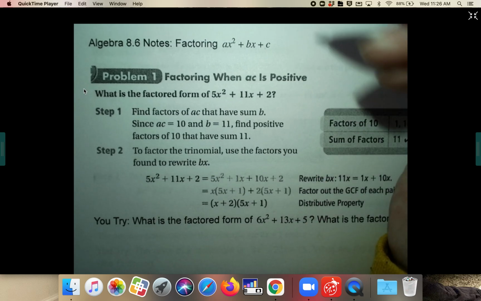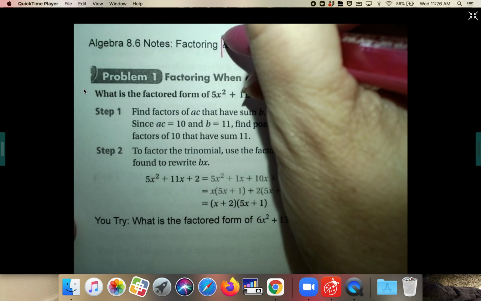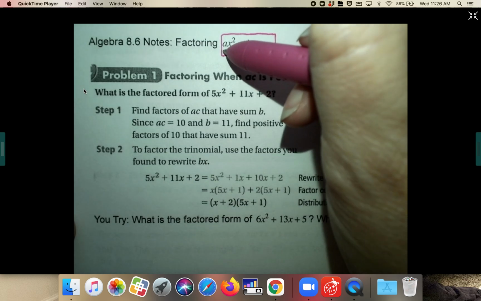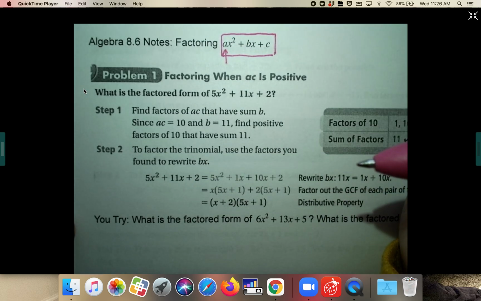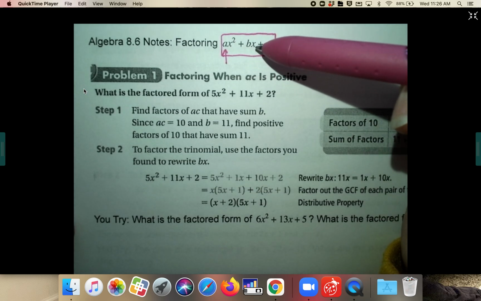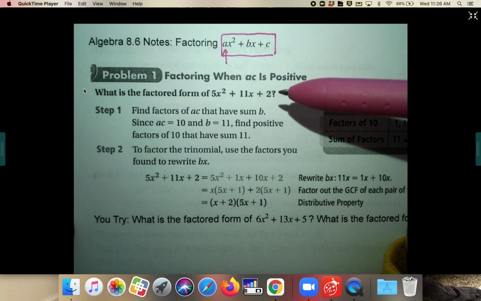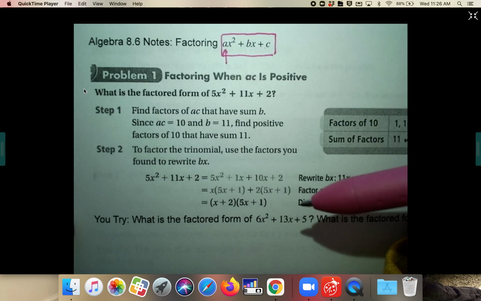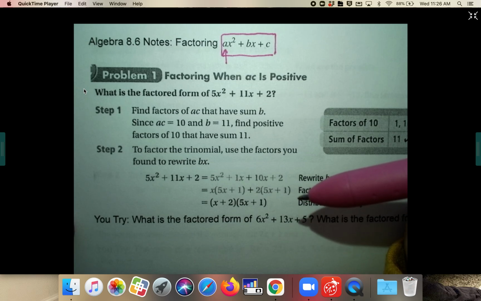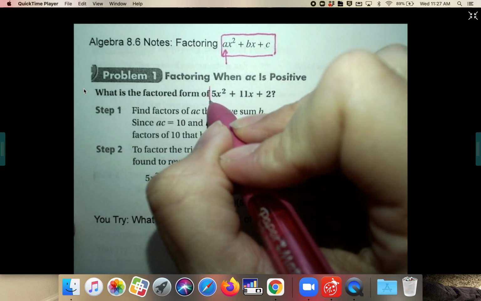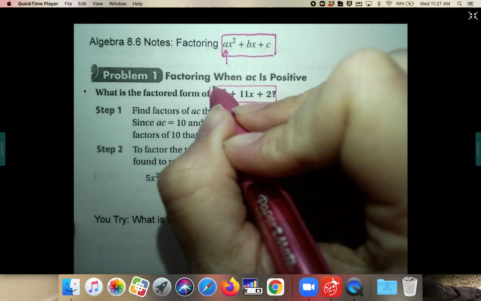So we are factoring just like 8.5's lesson, except that we are going to have a number here. And yesterday's lesson did not have a number here. It had just x squared, maybe plus 4x plus 18 or something like that. Today, we're actually going to put a number out in front. So everything we did yesterday won't exactly work the same way. So take a look at this first problem. 5x squared plus 11x plus 2.